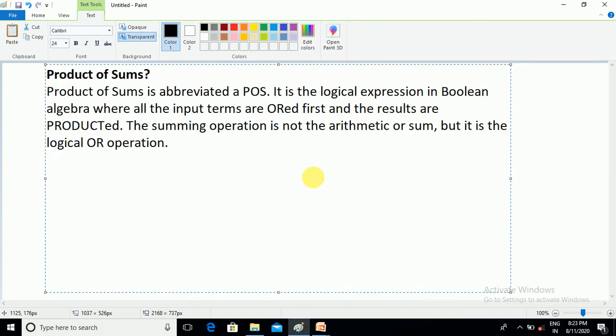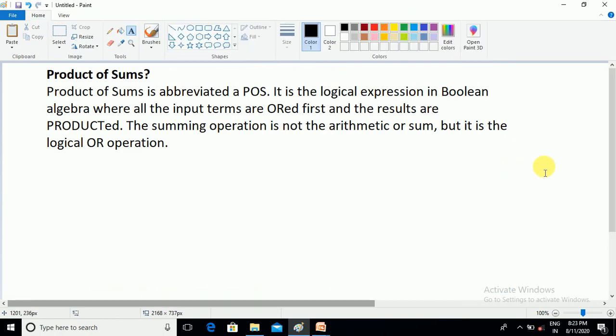Here, what do you mean by the product of sum term? Product of sum terms are similarly a logical expression in Boolean algebra where all input terms are ORed first, then after that the results are producted, and that will create the product of sum term. Let us see one example here.